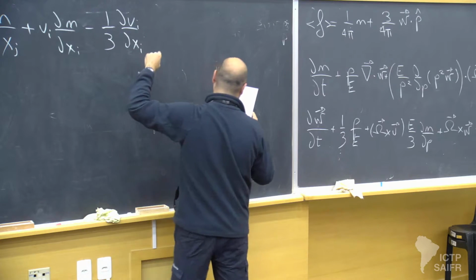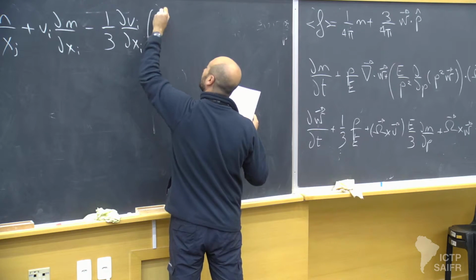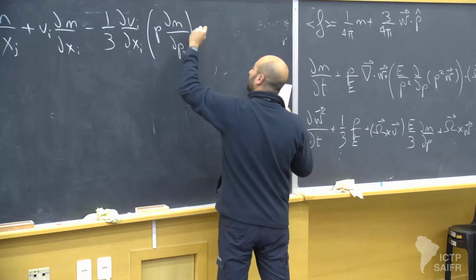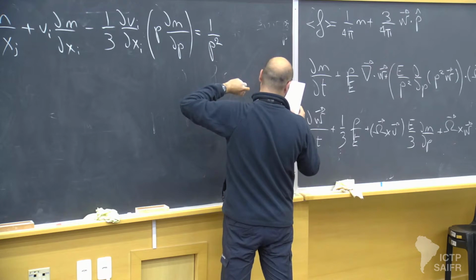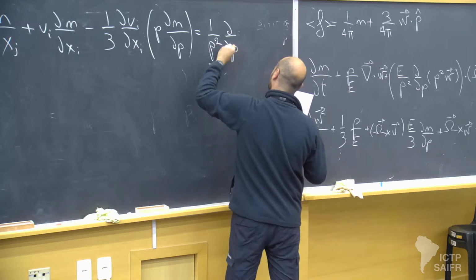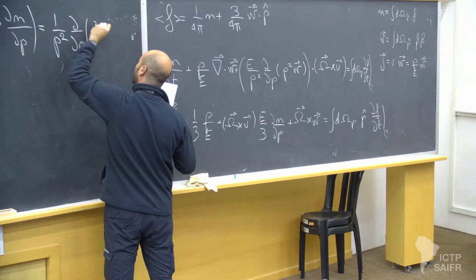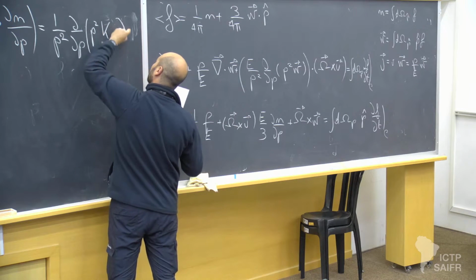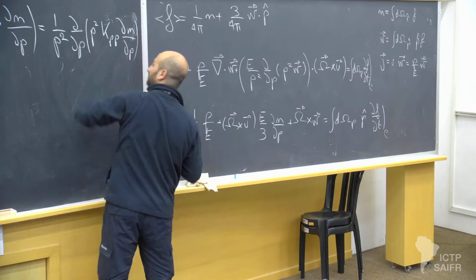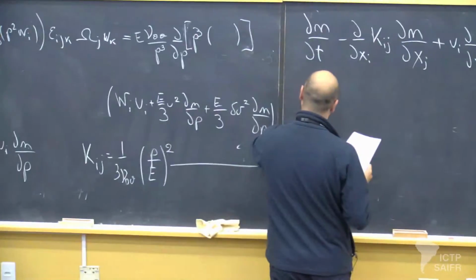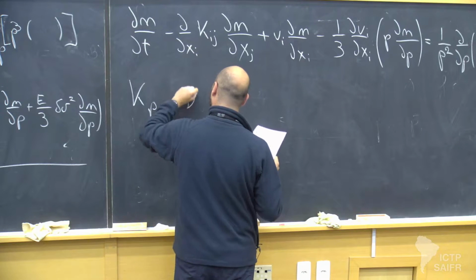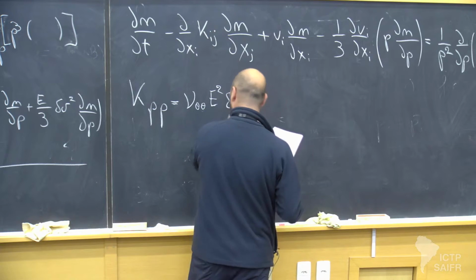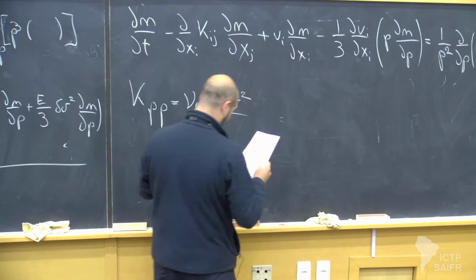This is again summed over I, P dn over dp equal 1 over p squared derivative with respect to p of p squared kpp dn over dp, and this kpp is nu theta theta e square delta v square over 3.